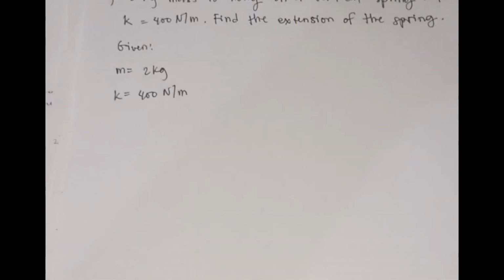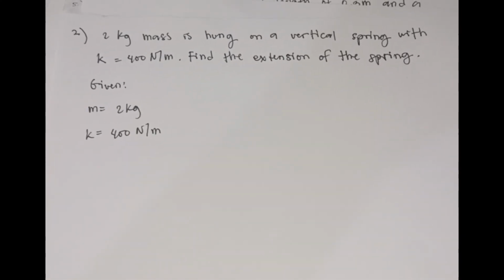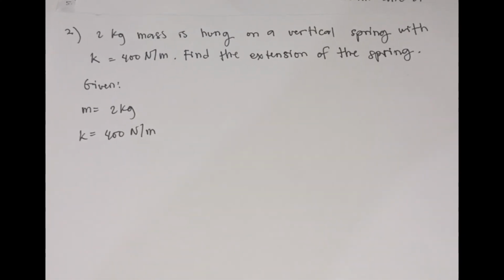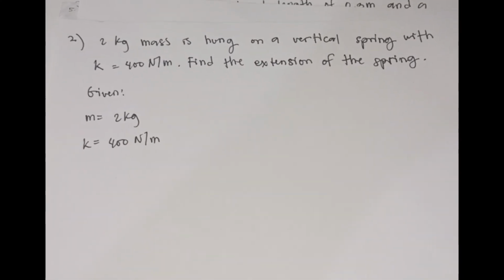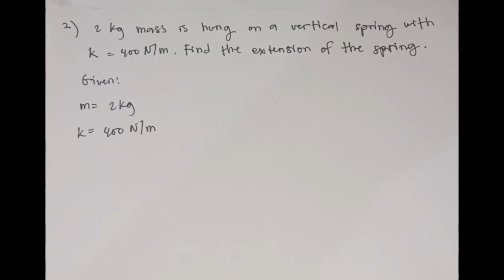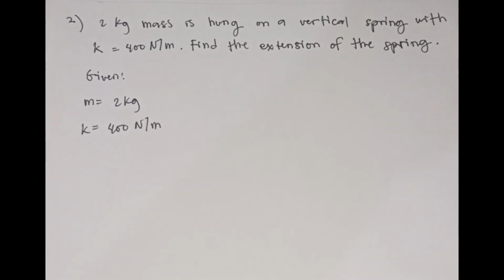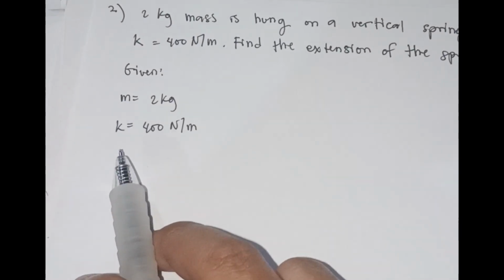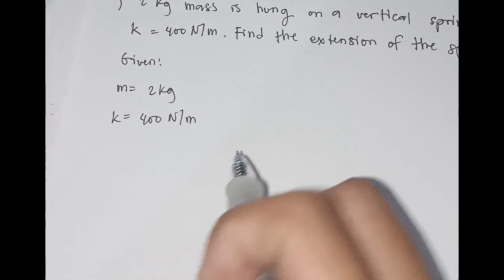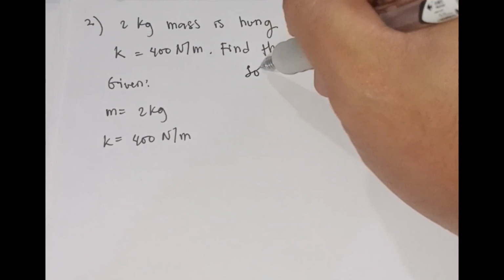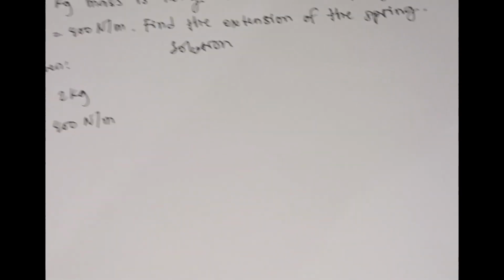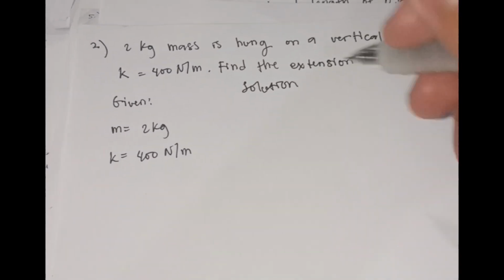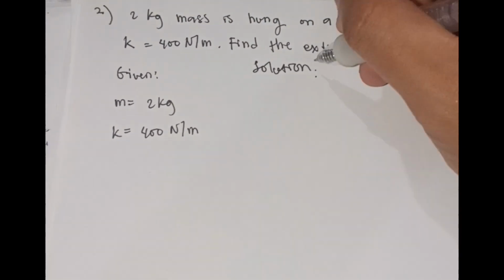So let's have another problem. A 2 kilogram mass is hung on a vertical spring with a k equal to 400 Newton per meter. Find the extension of the spring. So we have a given mass of 2 kilograms and the spring's constant of 400 Newton per meter. So let's determine the extension, which is the x.